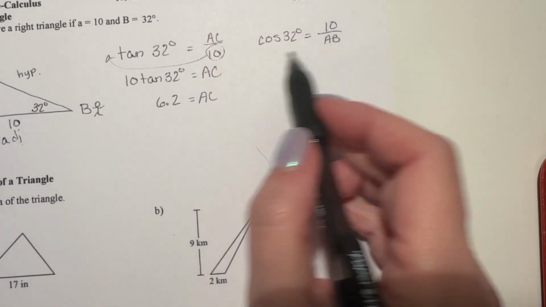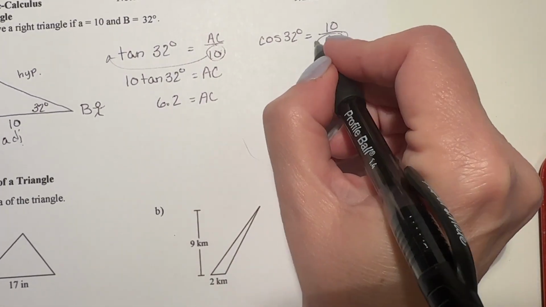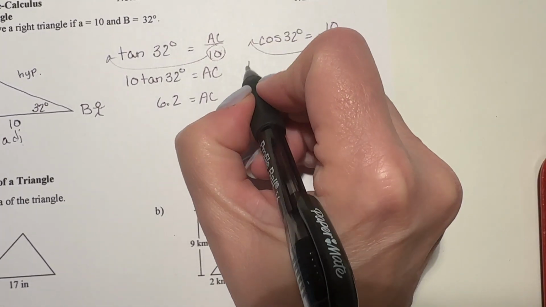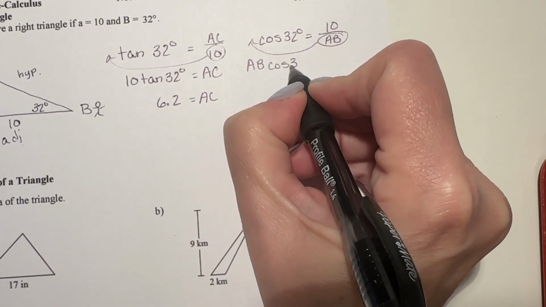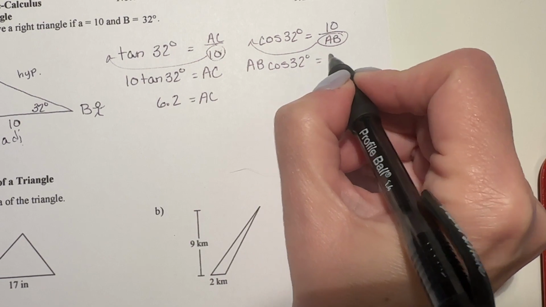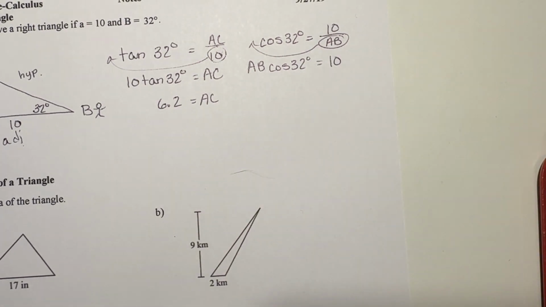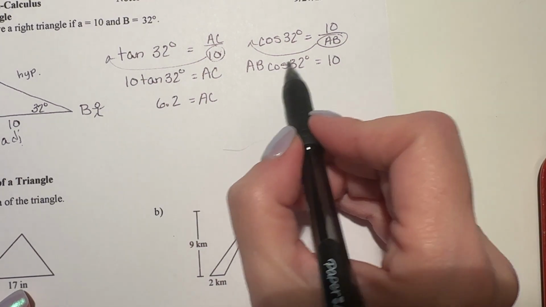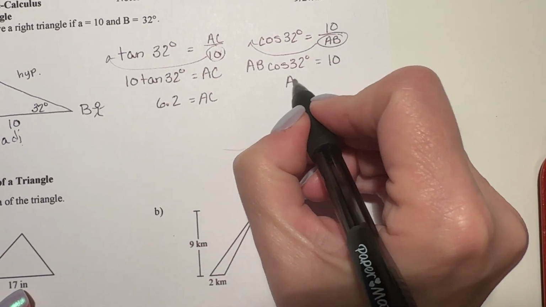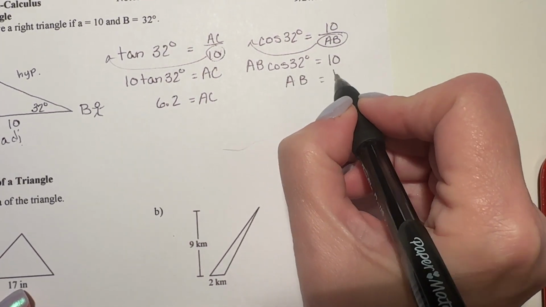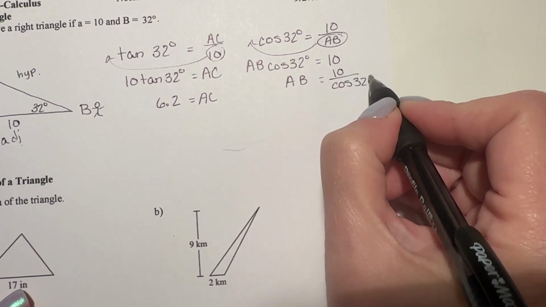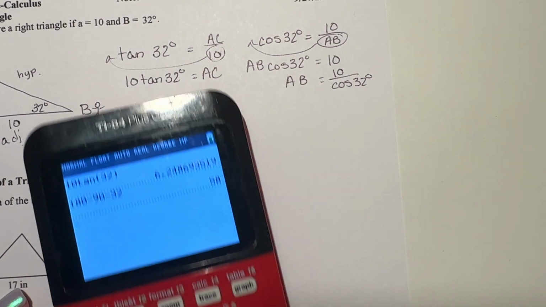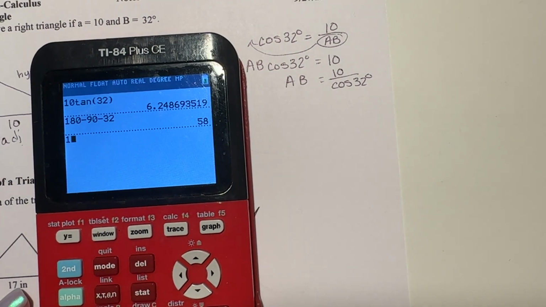Let's multiply the AB to the other side just like we did the 10 on the last problem. So unlike our last problem, our variable is not isolated, so we do need to divide the cosine of 32 to the other side. And at this point, I'm going to pick up my calculator and get an approximation.